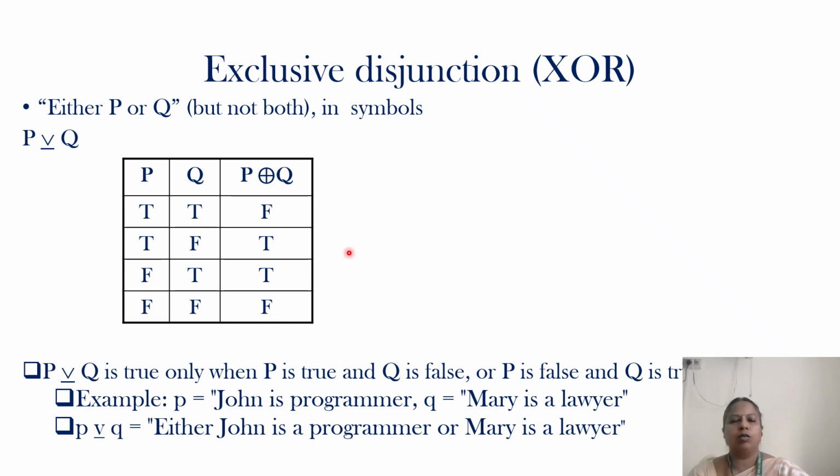And then the exclusive disjunction, or XOR. The XOR statement is false for both true and both false cases. That means when P and Q both have the same truth value, true or false, P XOR Q is false, otherwise it is true. So you can see true, true, false; false, false, false; and in the other two cases it is true.